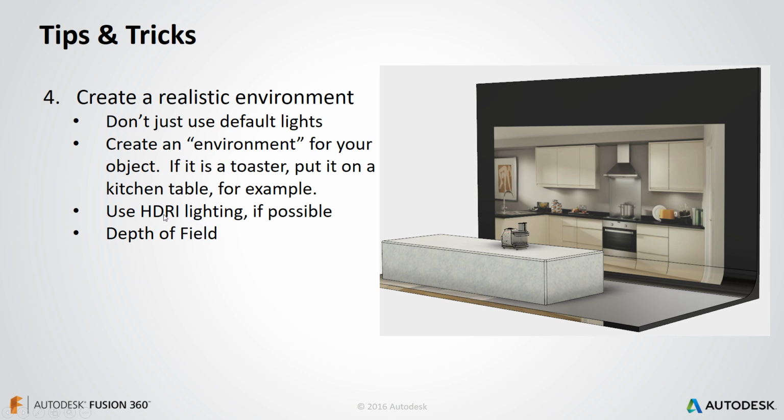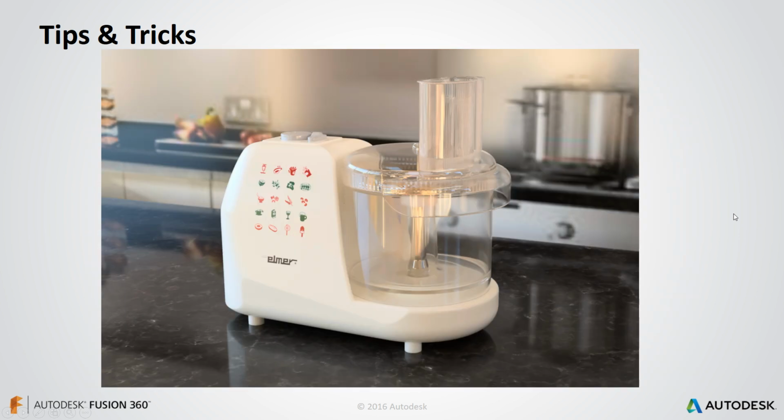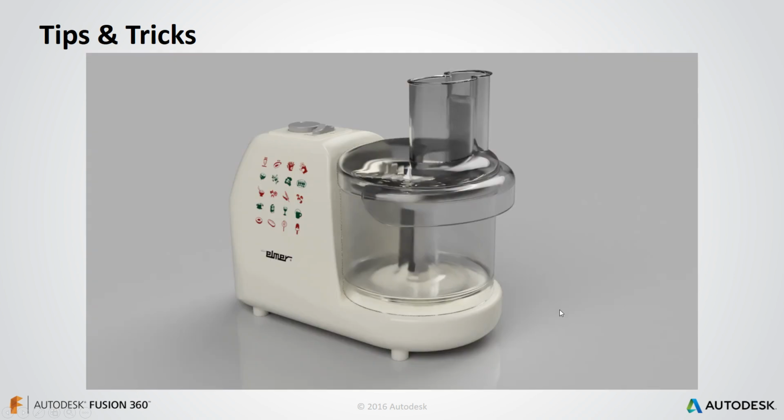Also, I recommend using HDRI lighting if possible, and trying to do depth of field. Again, I'm going to talk about all of these. So here's a prime example. Here's a food processor that was rendered inside of Fusion, and it looks pretty good, right? I mean, we can tell it's a food processor. It's got some decals on it and all that kind of stuff, a little bit of reflection. But if we put it in a kitchen, sitting on a counter, with a kitchen background, and you can see even the lights are reflecting on the plastic, it just looks more realistic. So that one is kind of plain and boring.